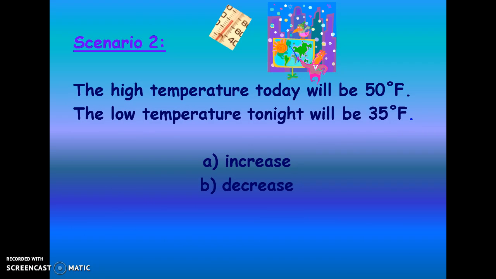In scenario 2, it says the high temperature today will be 50 degrees Fahrenheit. The low temperature tonight will be 35 degrees Fahrenheit. So once again, let's think for a moment where we started. What occurred first? Yes, today comes first, and the number associated with that is 50. So we are beginning at 50.